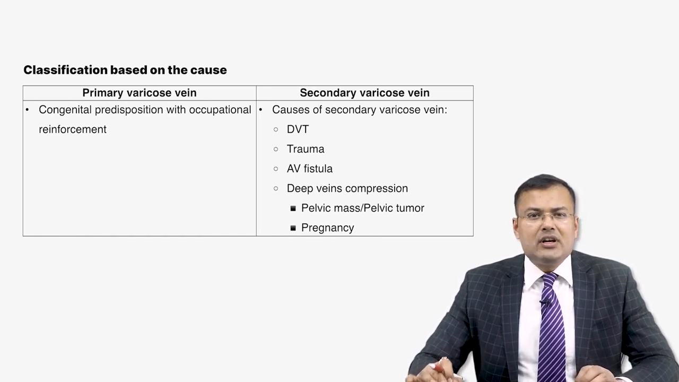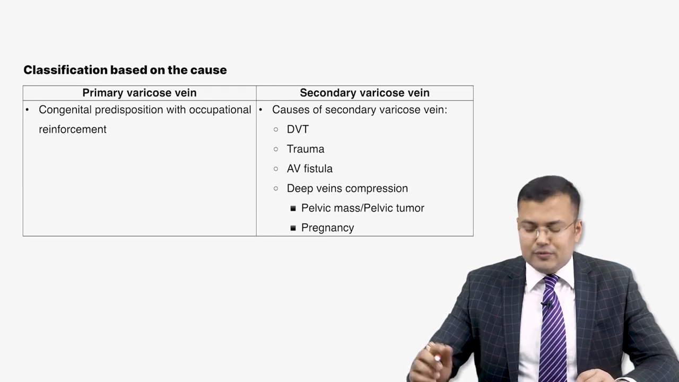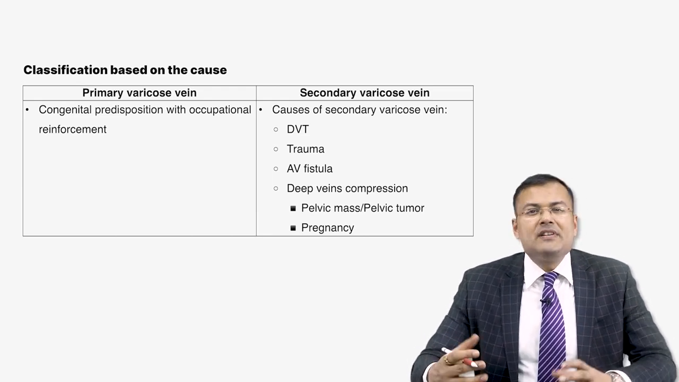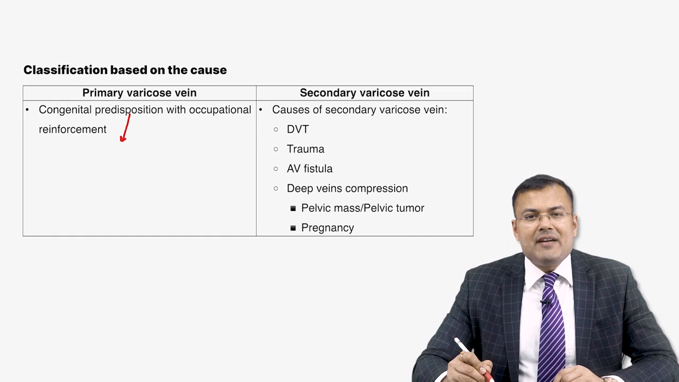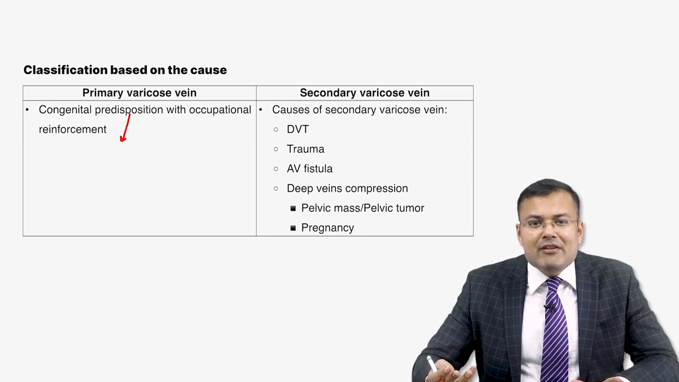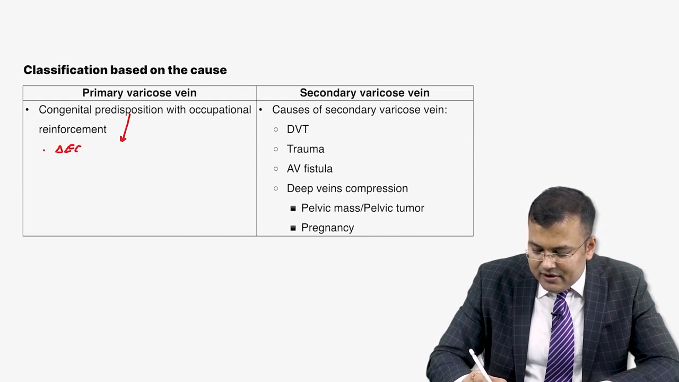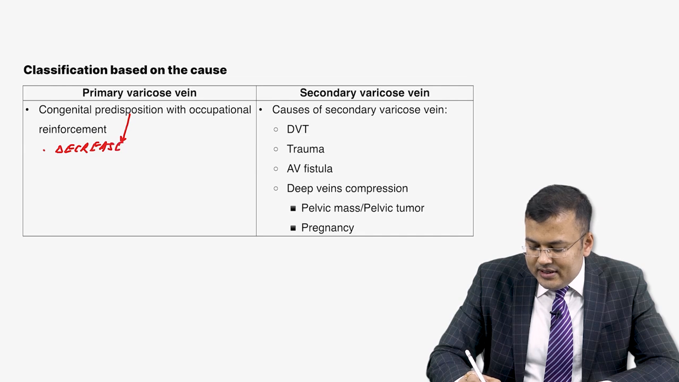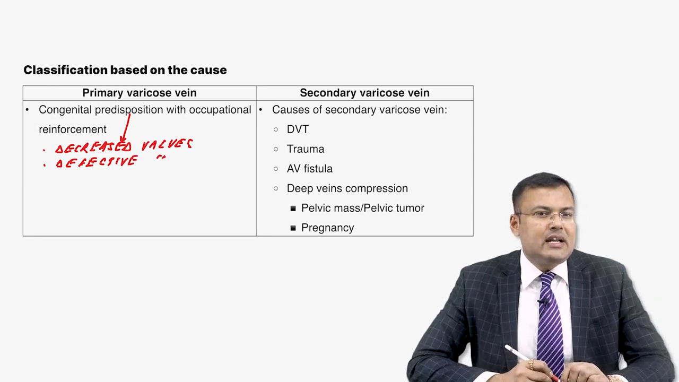Here a well-defined cause is not there. We say that it is because of congenital predisposition with occupational reinforcement. First, can you tell me what is the meaning of congenital predisposition? Congenital predisposition means these patients already have a decreased number of valves, or patients are having defective valves. Clear? Defective valves, right? So that is congenital predisposition.